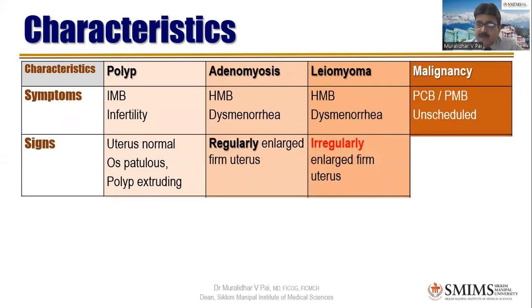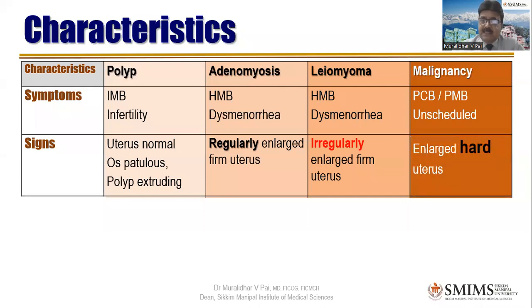Whereas myoma is typically described as an irregularly enlarged firm uterus. One odd case can be a regularly enlarged uterus, suppose there is only one fibroid that is in the center of the uterus. Usually not. Fibroids are multi-centric in origin. And as I said just now, in malignancy it is an enlarged uterus, maybe regular also, but it is a hard uterus.